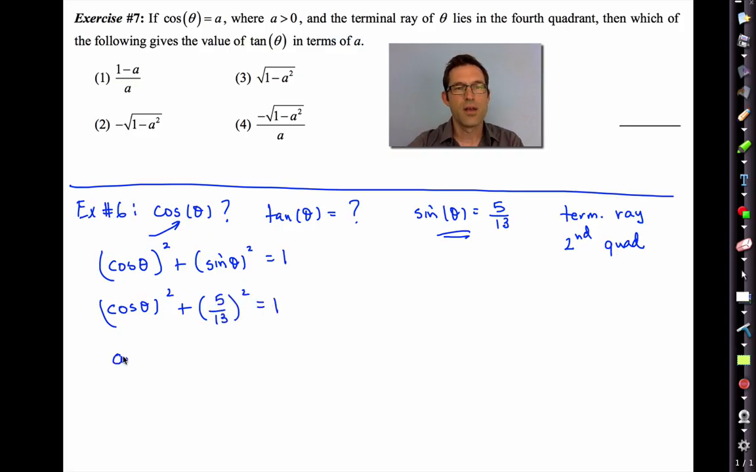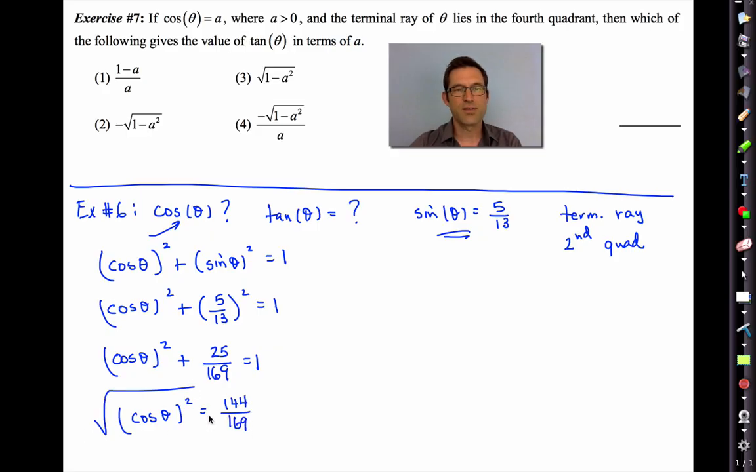All right? So I just keep working down and solving this for cosine, not for theta, but for cosine itself. Okay? And eventually, when I subtract 25/169, I get 144/169. And then when I take the square root of both sides, I find cosine theta is plus or minus 12/13. Very important. Plus minus 12/13.